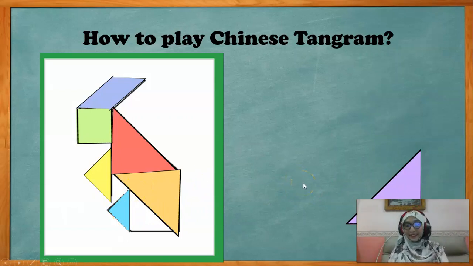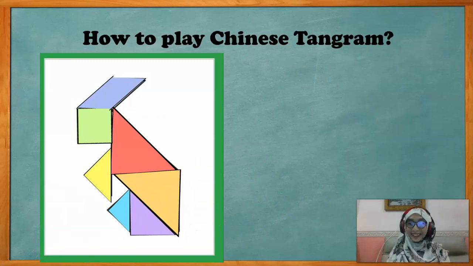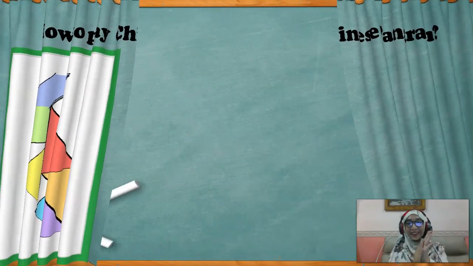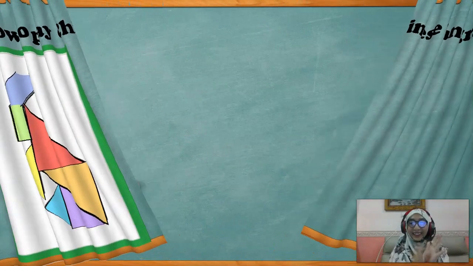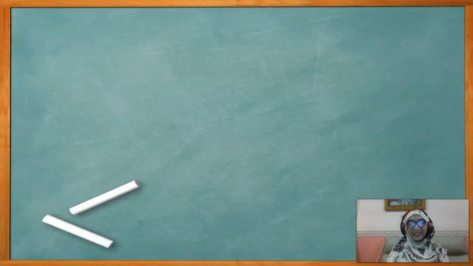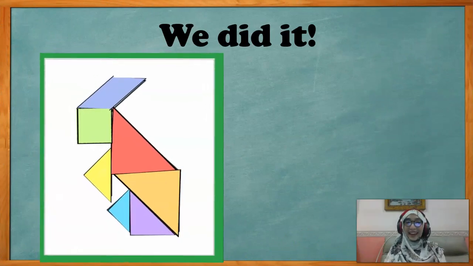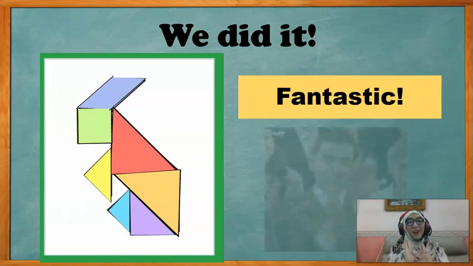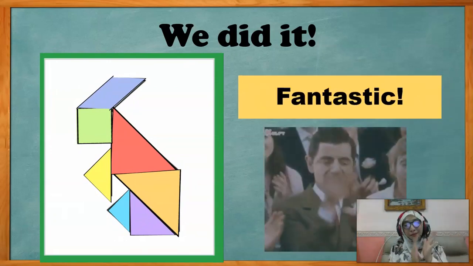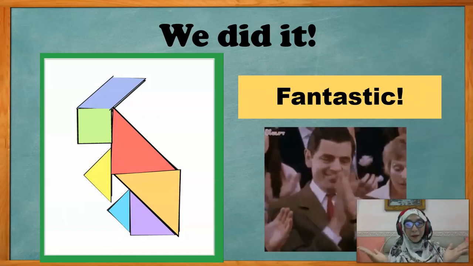And yay! We did it! Wow! Yay! So yes, we did it! Look at that! We have made a shape of a bunny using all the 7 pieces of Chinese Tangram. Fantastic! Give a clap! Thank you for helping me!